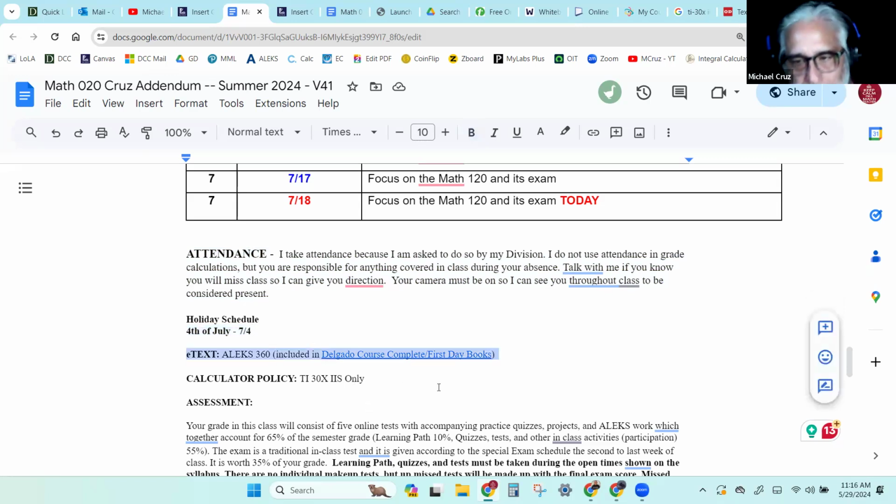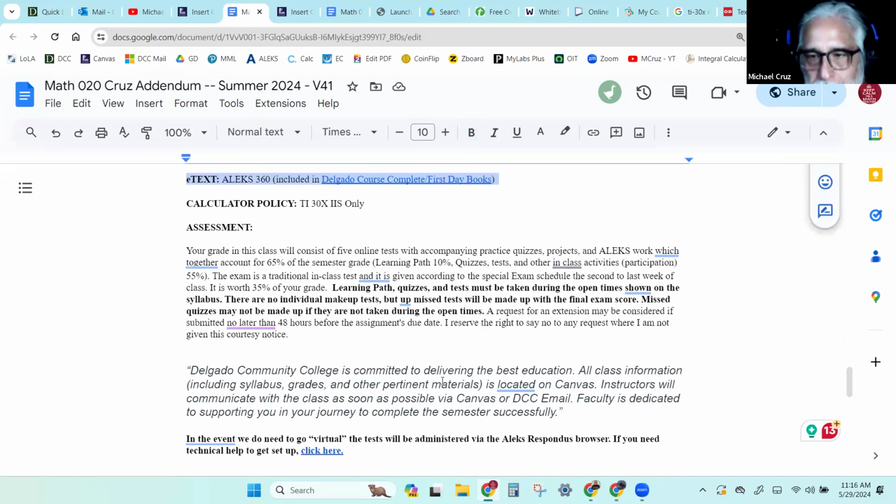I'll show you this in a second. So for this class, as I said, you got 10% of the electronic stuff that you're doing kind of on your own, what's called the learning path. You will have some in-class assignments that will be using the same ALEKS system, and those are the participation assignments, and that goes in the biggest category of 55%, and then the final exam is 35%.